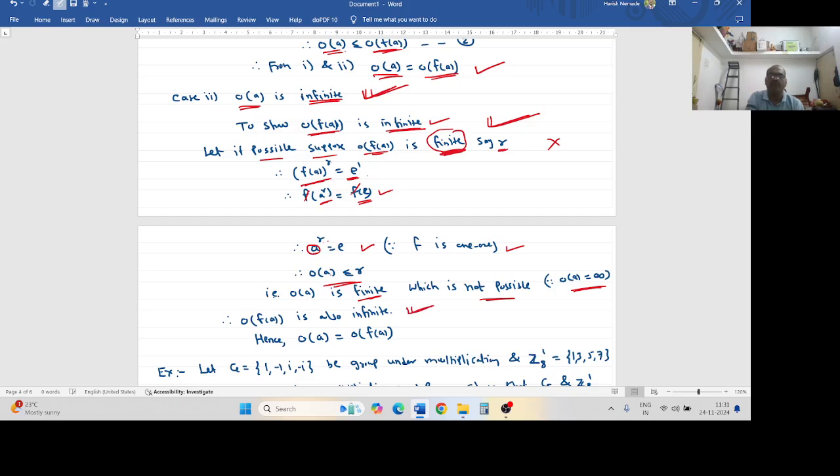त्याच्यामुळे order of f of a सुद्धा इनफायनाइट आलं. ऑर्डर ऑफ a सुद्धा इनफायनाइट आहे. त्याच्यामुळे दोन्ही इक्वल आहे.